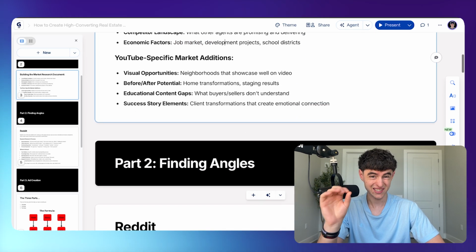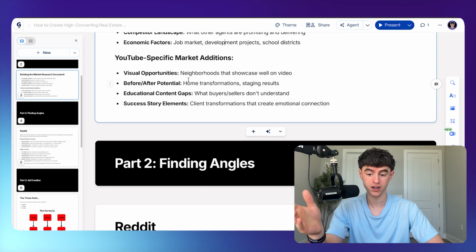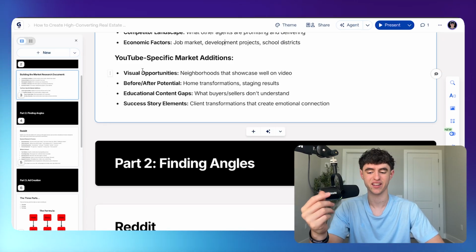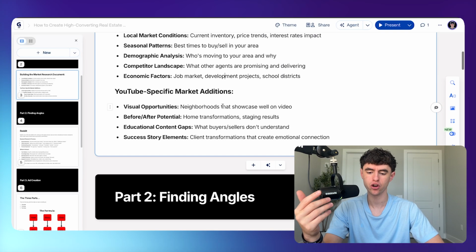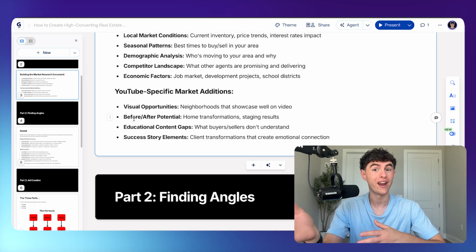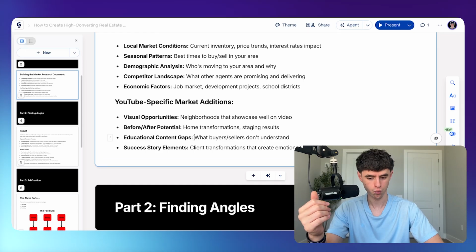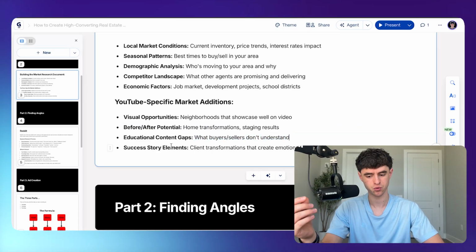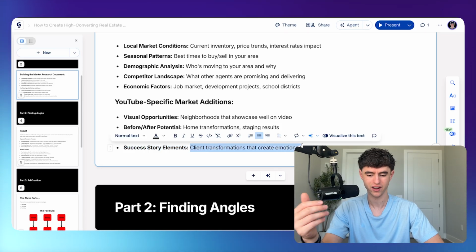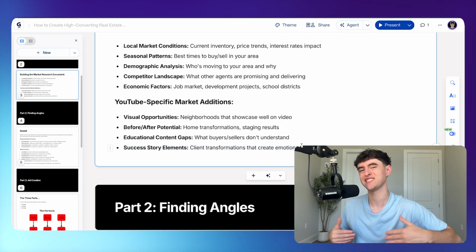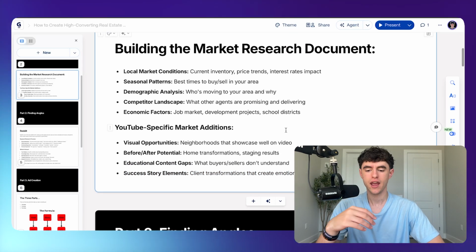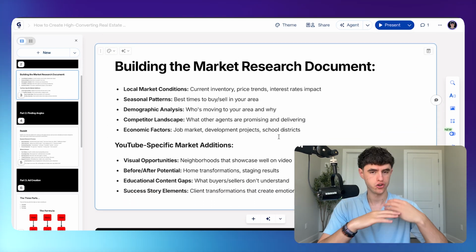And for YouTube specific market additions, what you're gonna wanna do is add things like visual opportunities, like neighborhoods that showcase well on video, before and after potential. So home transformations, staging results, educational content gaps, like what buyers and sellers don't currently understand. And then success story elements, which are the top performing one, basically client transformations. And this creates that emotional connection. And just building out all of this, you're gonna be good to go.